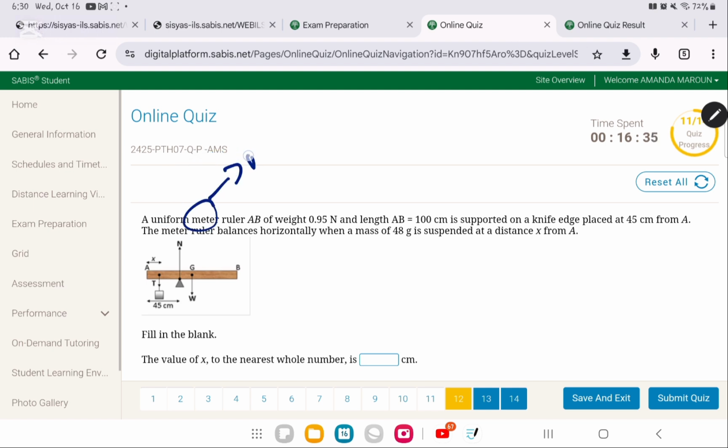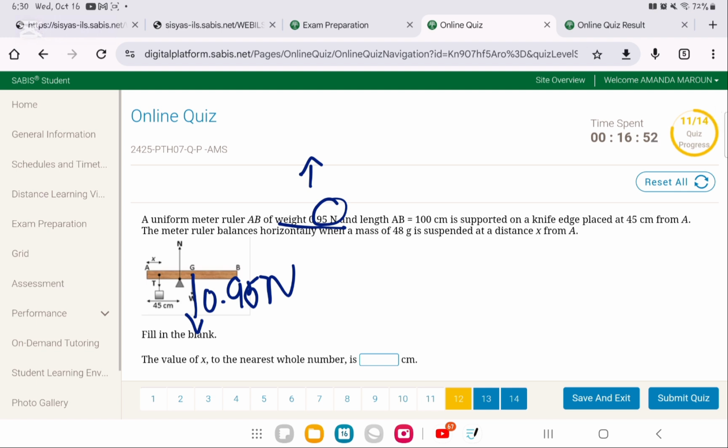Meter means 100 centimeters or 1 meter. Okay, now the ruler has what? It has a weight. So we're giving the weight of the ruler, which is W, 0.95 newtons. The length of AB, which is the length of the meter ruler, 100 centimeters, is supported on a knife. So it is supported on a fulcrum over here, which is the knife. The knife is placed at 45 centimeters from the meter ruler.